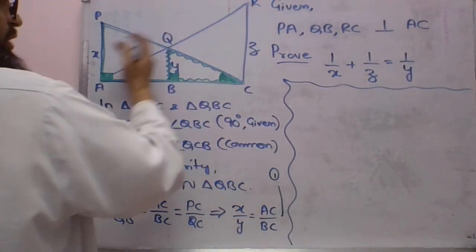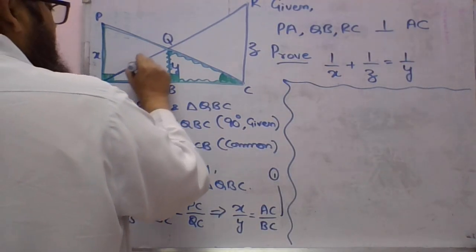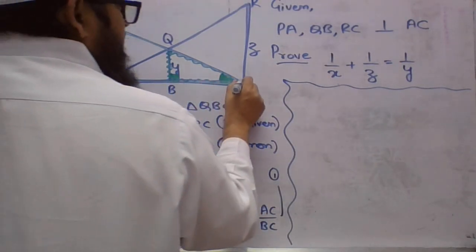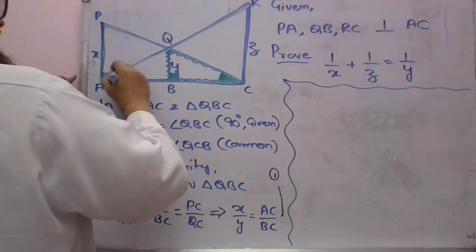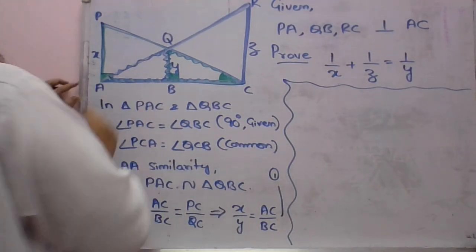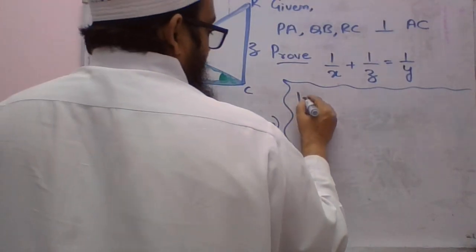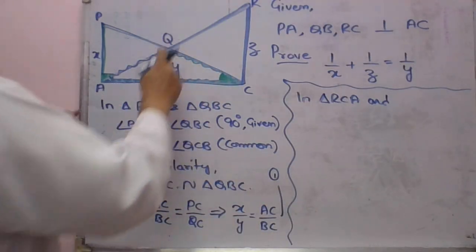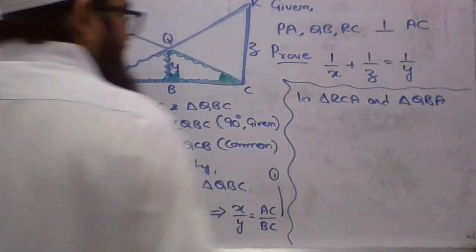Now come to this triangle. Are you able to see a triangle which is bigger, which is RCA? Understood? RCA. And what is the next one? The next one is this one. Are you able to see from this side? So in triangle RCA, and after that triangle QBA, the same thing, my dear friends.